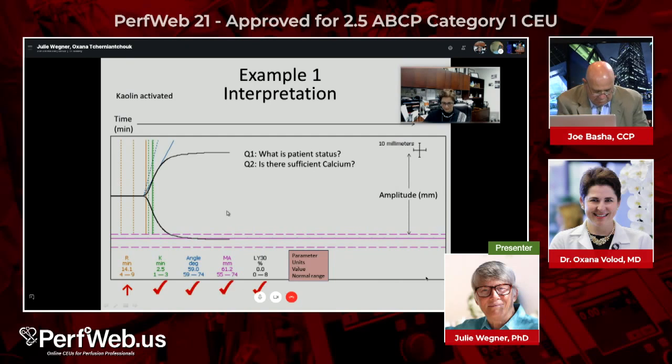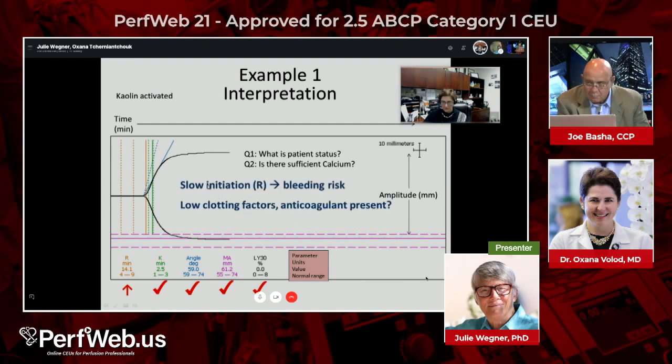So an interpretation of this tracing might be that you have slow initiation, the R value, which could lead to a bleeding risk due primarily to the fact that you have low clotting factors. And so, if the patient is bleeding sufficiently, you might need to add clotting factors in the form of FFP or whatever you have available to stop that from happening.